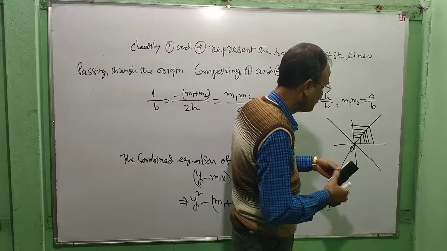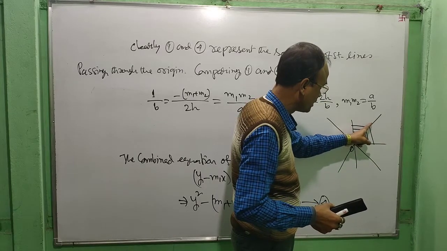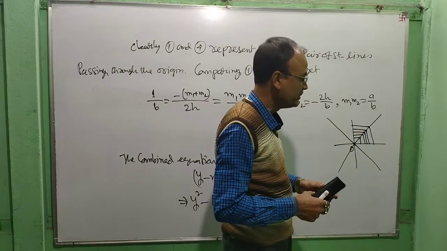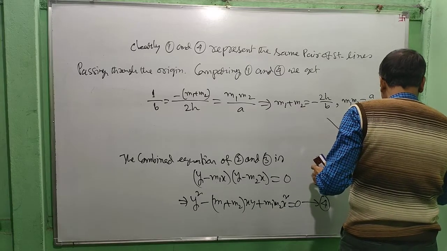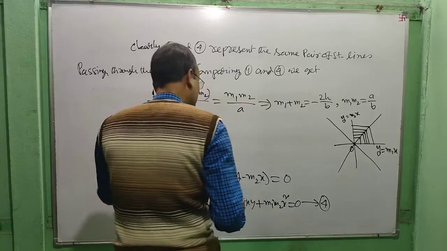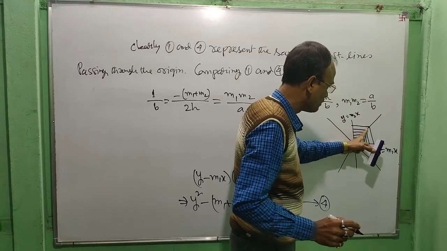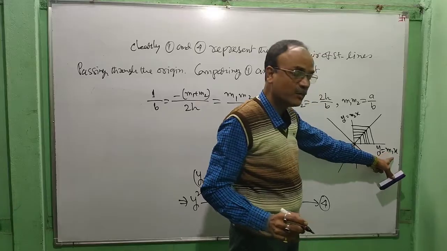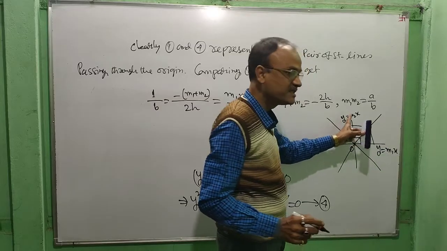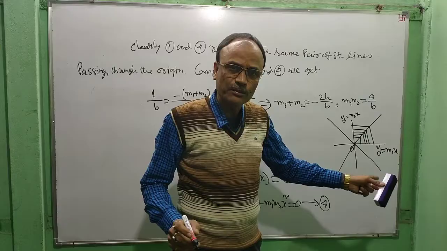You see, if it is the bisector of the straight lines, then the perpendicular distance from each point on this straight line to these two straight lines will be the same. What are these two straight lines? It is y equal to m1x, and suppose this is y equal to m2x. The perpendicular distance from any point, suppose x1, y1, on the first straight line will be y1 minus m1 x1 divided by root over 1 plus m1 square. Similarly, the perpendicular distance from this point x1, y1 on the straight line y equal to m2x will be clearly y1 minus m2 x1 divided by root over 1 plus m2 square.